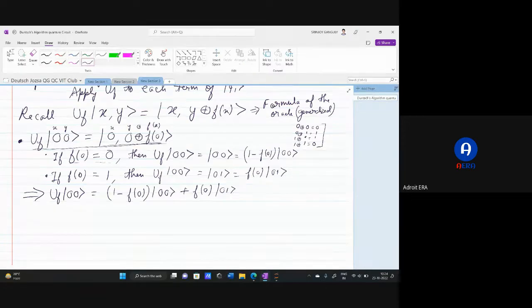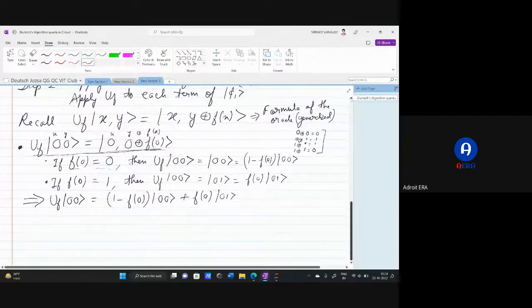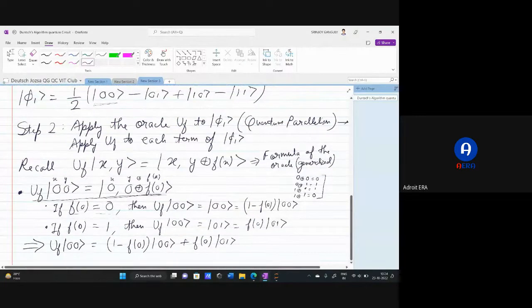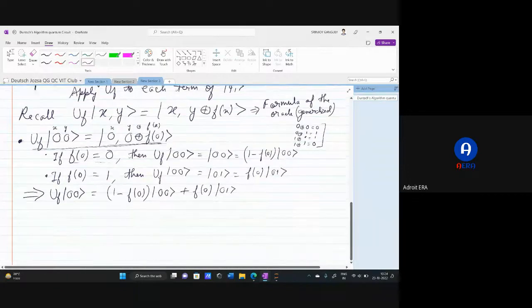Now we are going to apply Uf to ket 0 1. So what are we doing? Actually, we are applying it to these states, right? The states which we have derived. So the Uf of ket 0 0 is done, okay. Now we are going to apply it to this one, ket 0 1. So let us apply Uf to ket 0 1.